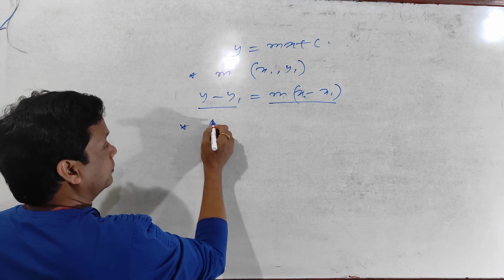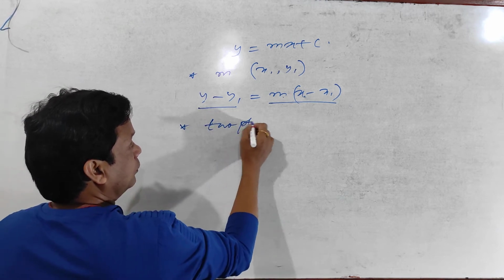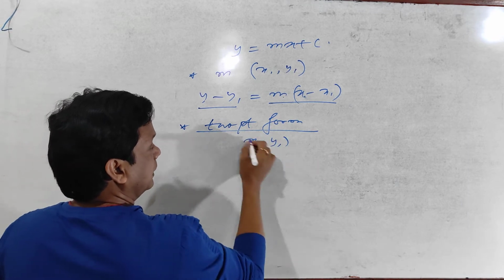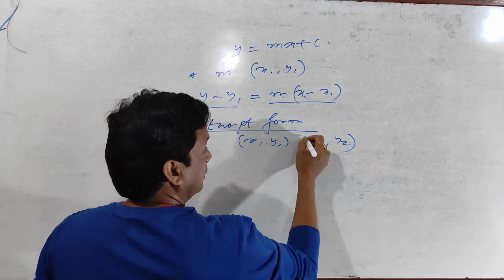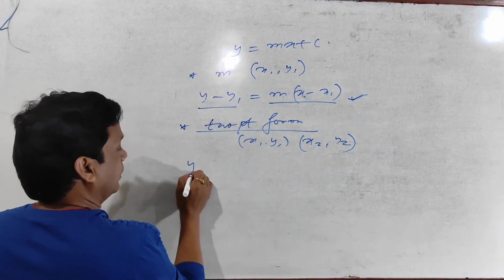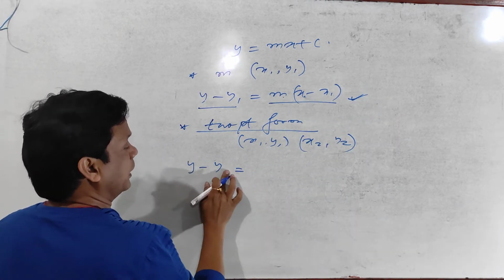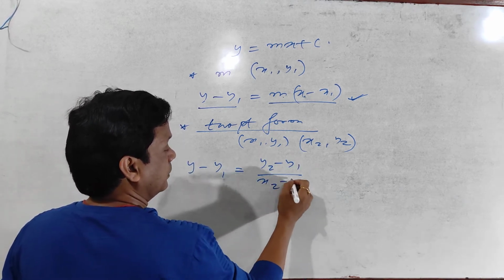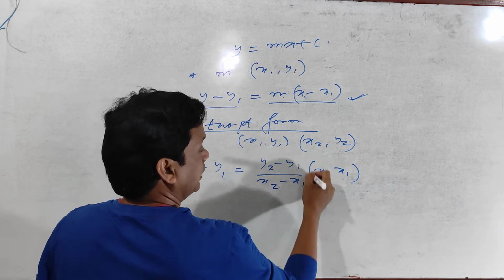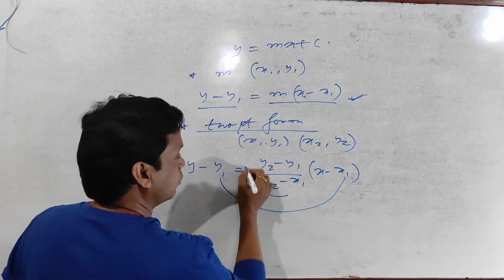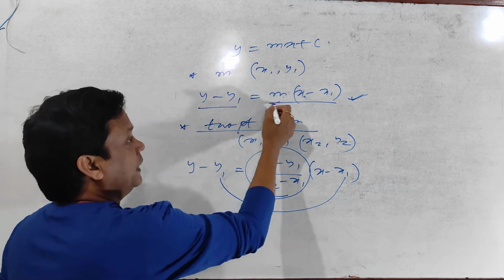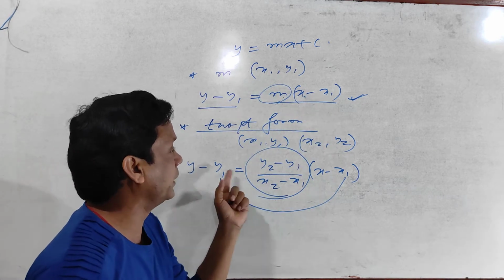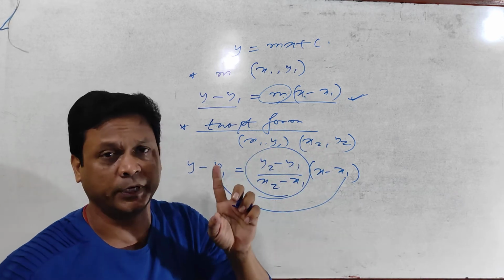And 2.4, the two-point form: there will be 2 points (x1, y1) and (x2, y2). Using this formula, I am writing y minus y1 (or y minus y2, anything you can take) equal to (y2 minus y1) divided by (x2 minus x1) into (x minus x1). Here the point is taken as (x1, y1) and the slope is (y2 minus y1) divided by (x2 minus x1). In place of the slope I am writing that expression, and in place of the point I am taking (x1, y1). Also you can take (x2, y2). The same answer will be obtained.